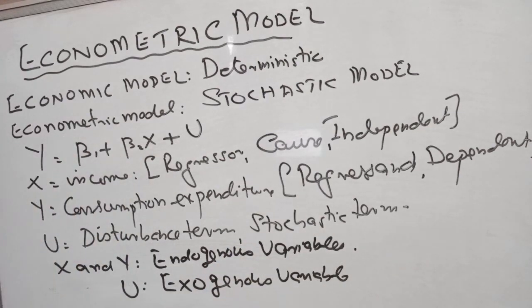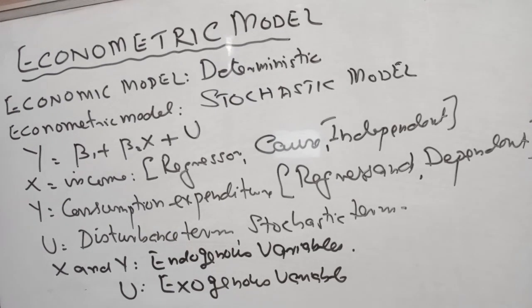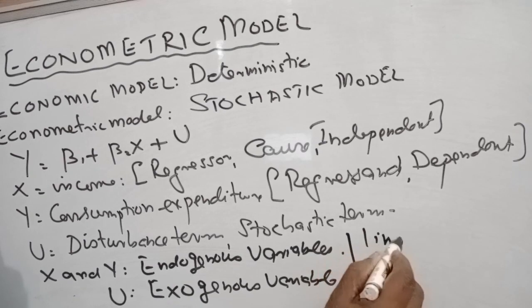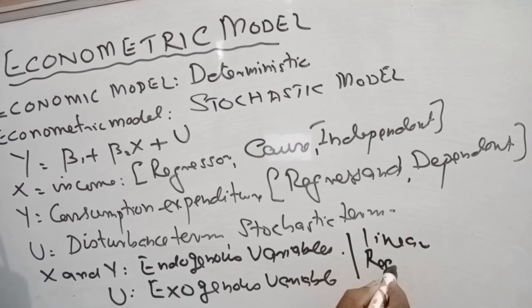What about U? U cannot be predicted in advance. U is operating from outside. So U is the disturbance term or stochastic term. X and Y are prescribed in advance. X is included in the model. So X and Y are called endogenous variables, the variables which are included in the model, whereas U is operating from outside. So U is an exogenous variable operating from outside. This is also a linear regression model. So an econometric model is a linear regression model. The two variables are regressor, the independent variable, and regressand, the dependent variable.